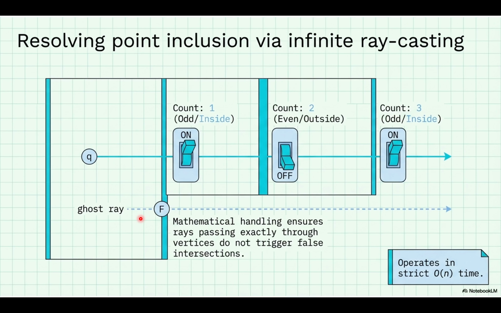So the math treats the test ray as if its y-coordinate is shifted up by an infinitesimally small fraction, epsilon. Oh, I see. So functionally, the ray passes just microscopically above the exact corner vertex. So it totally misses the corner itself. Right. Therefore, it only actually intersects the specific vertical edge that extends upward from that corner, and it completely ignores the edge that extends downward. That is genius. It preserves the odd-even parity perfectly. The light switch only flips when it is absolutely mathematically required to. It keeps the math perfectly strict without any messy code.